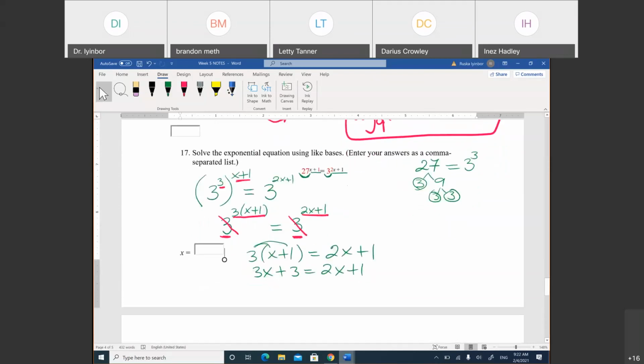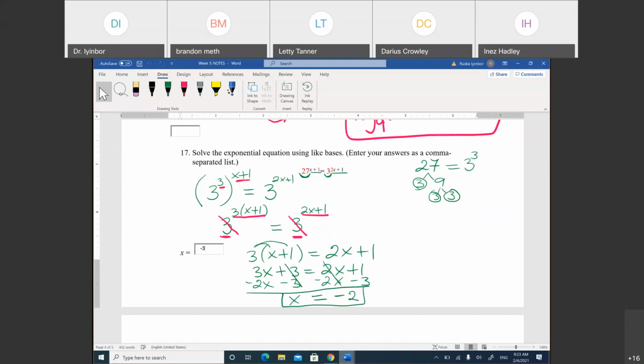We're going to solve it when you subtract what? 2x in both sides. And you can also subtract 3 in both sides. So we're going to get 3x minus 2x is 1x equals 1 minus 3 is negative 2. So that's my answer, negative 2.